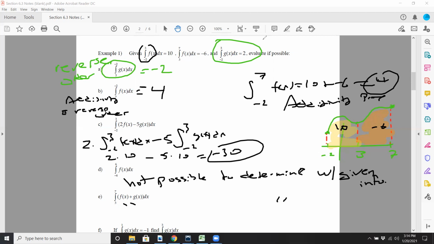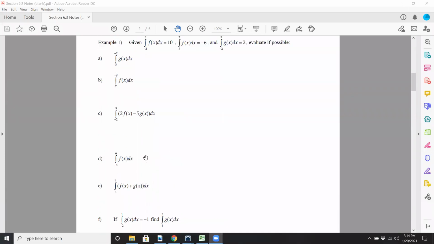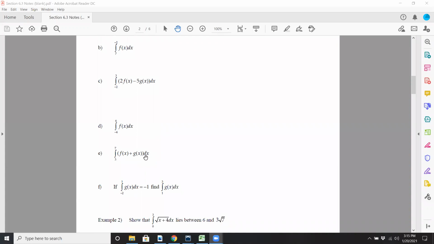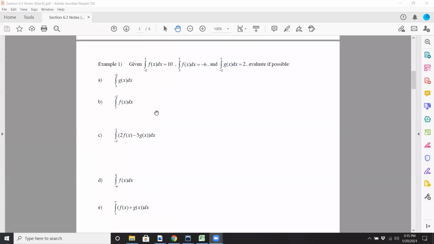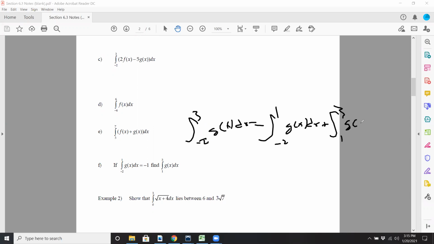And then finally for f, you're told that from -2 to 1 g of x is that, so find it from 1 to 3. So that's interesting, because I do know from -2 to 3 of g of x dx, and I know from -2 to 1 and from 1 to 3. So you can do that, that's additivity property.